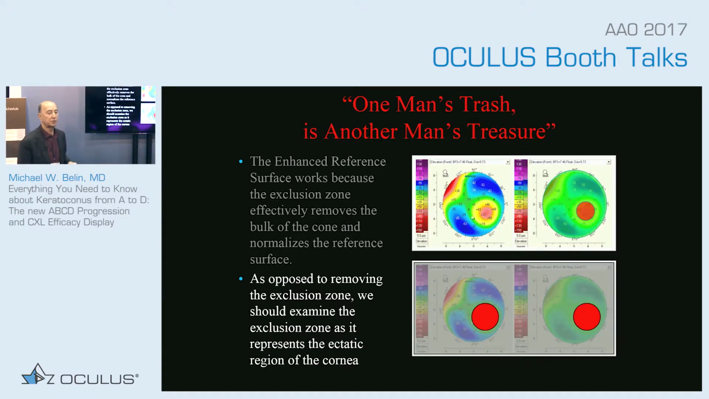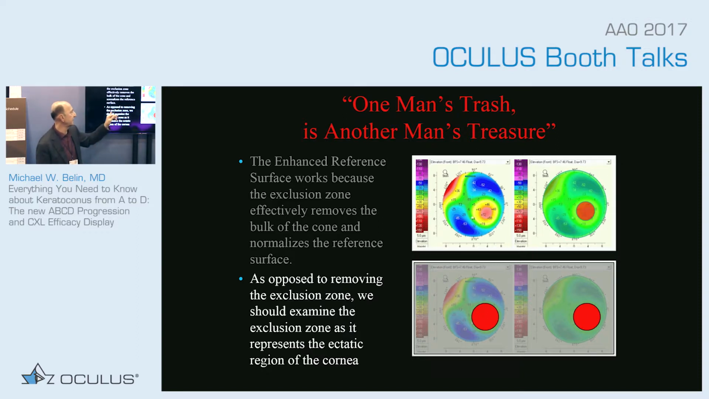So, as I said, I started talking about the BAD because I showed you that when we remove that center zone surrounding the thinnest point, we effectively normalize the reference surface. We normalize the reference surface because removing that zone surrounding the thinnest point effectively removes the bulk of the cone. And I said also in the BAD display, it's a dynamic number between 3 and 4 millimeters, but on patients with keratoconus, it almost always goes to the 3 millimeter zone. So again, in the BAD, we remove that, and it works because we're removing the bulk of the ectatic region.